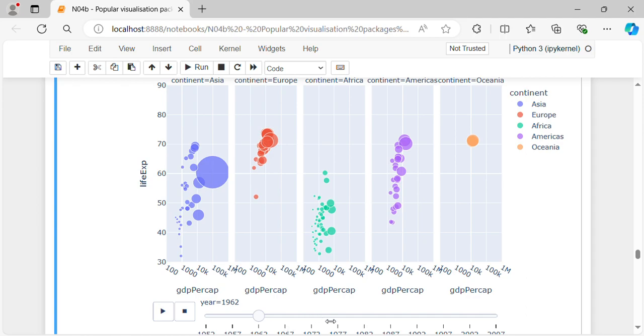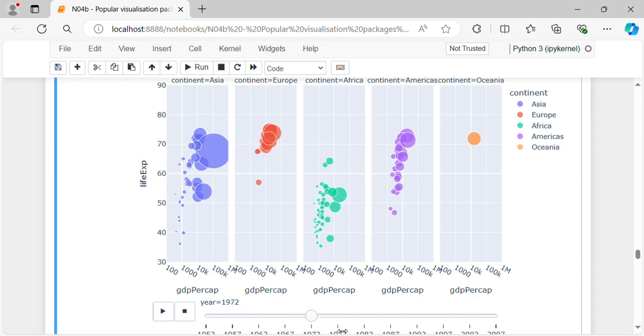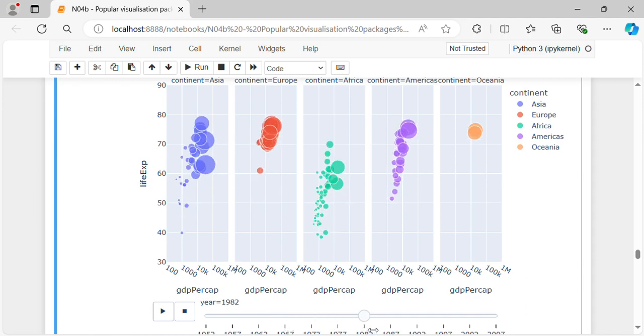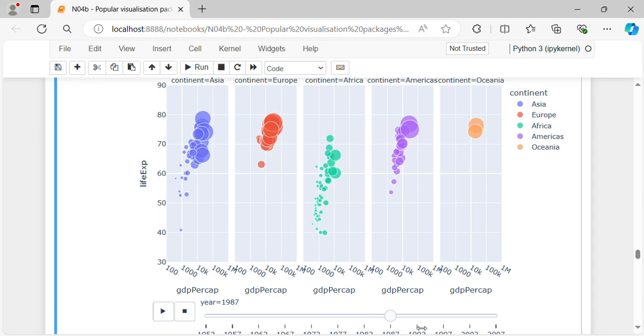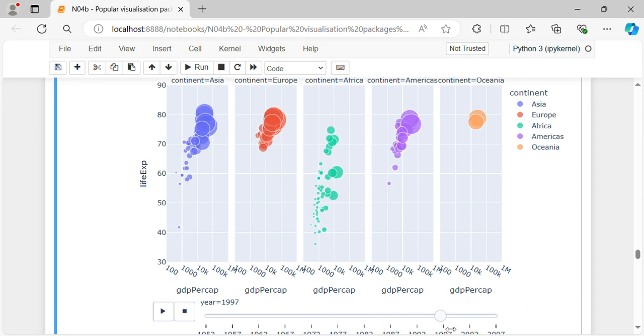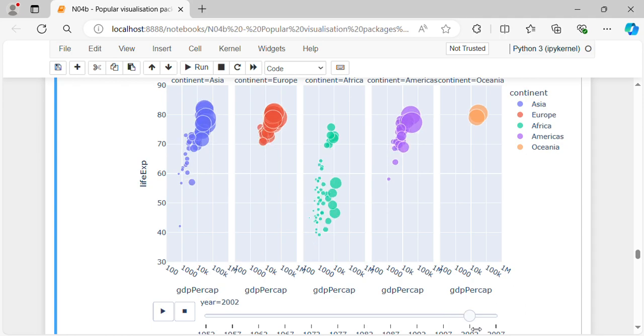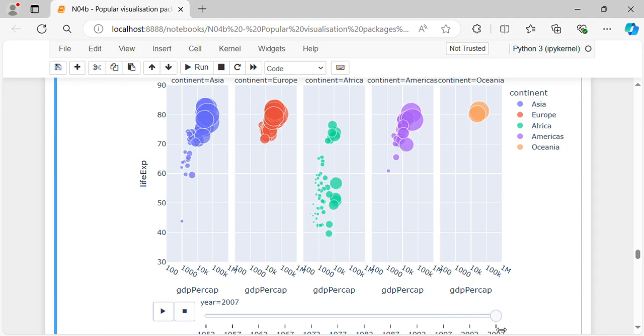And the life expectancy is increasing as we progress. Now in year 2007, we see that where Israel was having the highest life expectancy in Asia continent, now Japan has the highest life expectancy of 82.